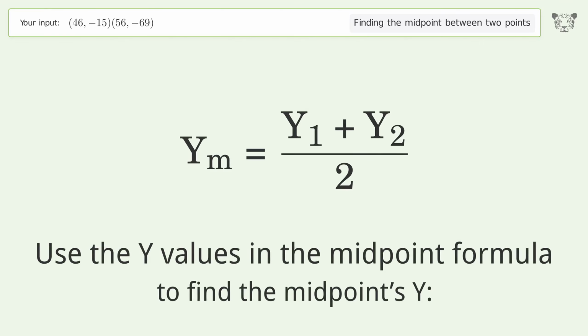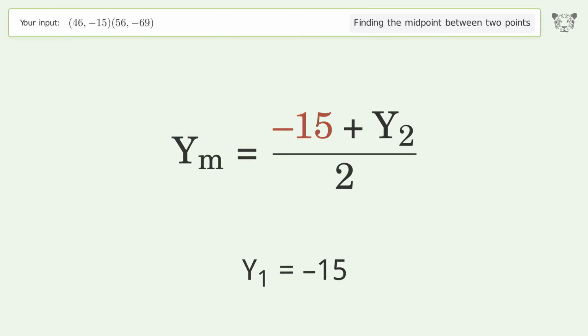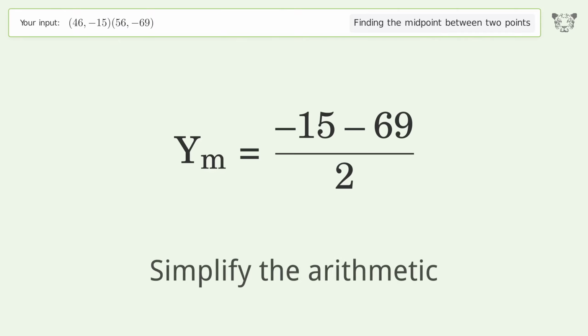Use the y values in the midpoint formula to find the midpoint's y. y1 equals negative 15. y2 equals negative 69. Simplify the arithmetic.